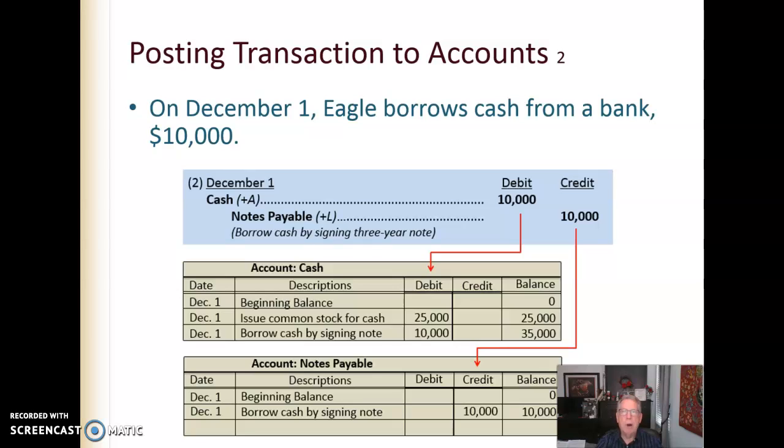Now we're going to post the next transaction, which is borrowing cash from a bank for $10,000. You remember cash went up, notes payable went up. So we're debiting cash, a left-hand side account, crediting notes payable to make a right-hand side account get bigger, and we post those to the general ledger cash account and the notes payable account. Okay, now we have running balances for each one of those accounts.